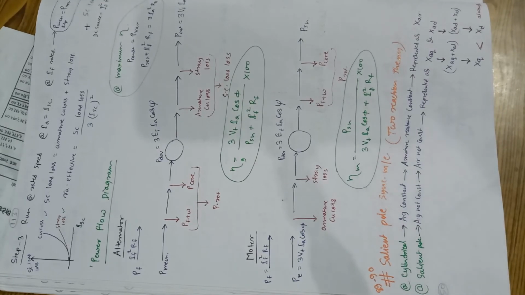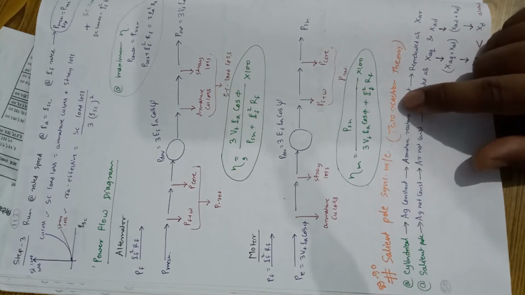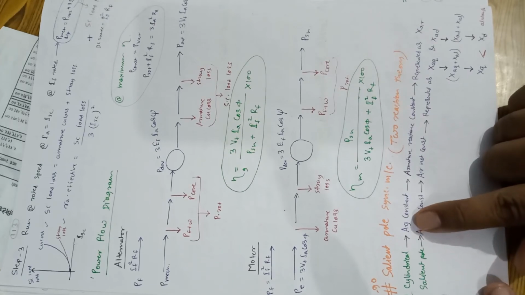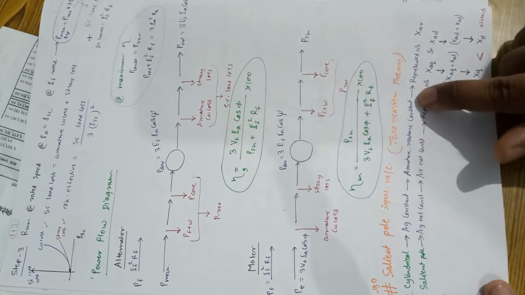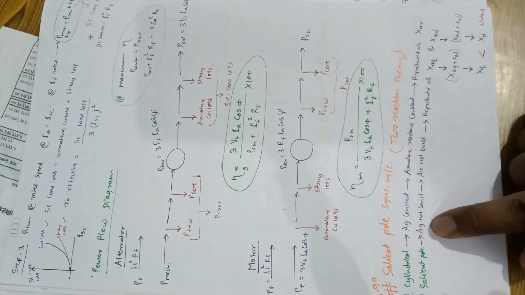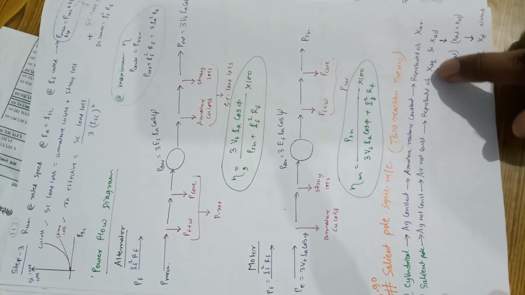Till now, whatever equations we have studied, for EF, psi, and the equivalent circuit, that was for cylindrical. Now we will study the salient pole, which is also called two reaction theory. Cylindrical had a constant air gap, therefore armature reactance was constant, represented as XAR. But in case of salient pole, the air gap is not constant, so armature reactance is also not constant, it is represented as XAQ and XAD.